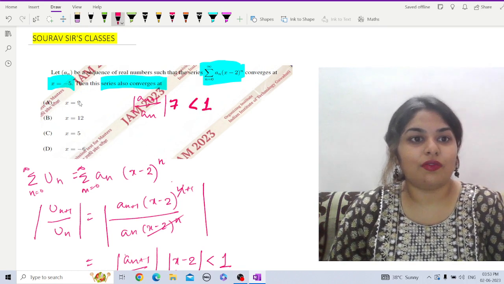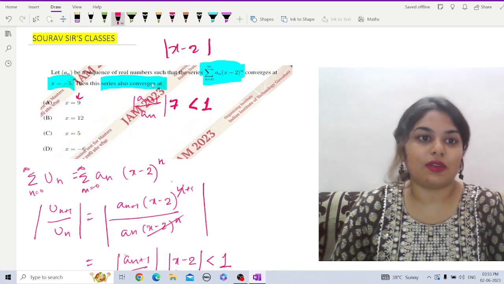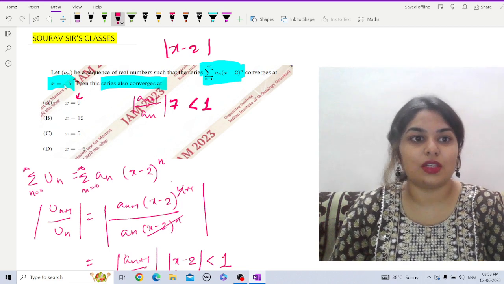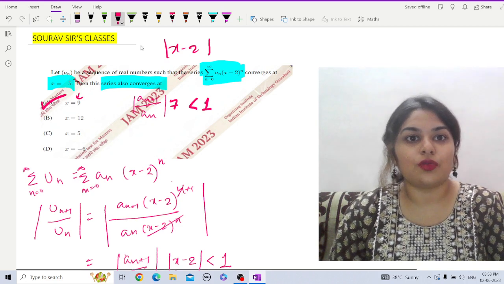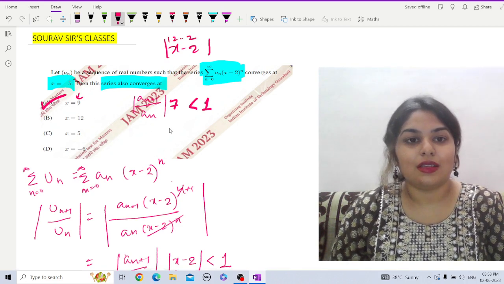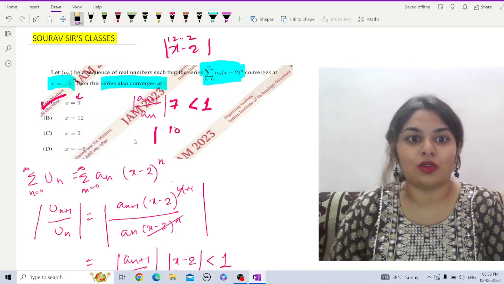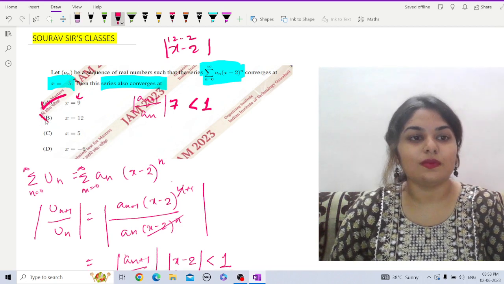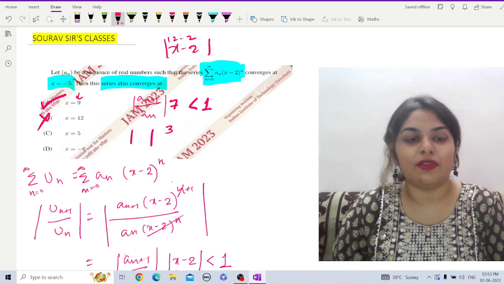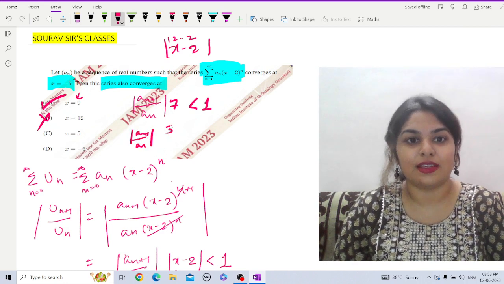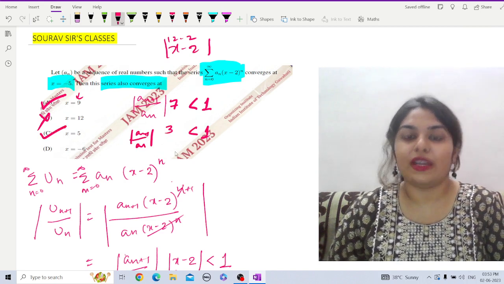So now let us see if x equals 9, so x minus 2 we have 9 minus 2, which is 7. So of course this is the same condition, so it will be convergent at x equals 9. At x equals 12, we will have 12 minus 2, that is 10. So 10 times this, I cannot say whether this will be less than or greater than 1. It's not applicable, that's why. At x equals 5, 5 minus 2 is 3. So 3 times this, if 7 times this ratio is less than 1, then of course 3 times this will be less than 1. So yes, at x equals 5, there will be convergence.